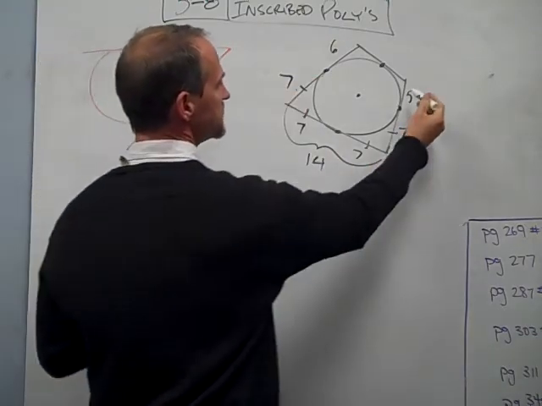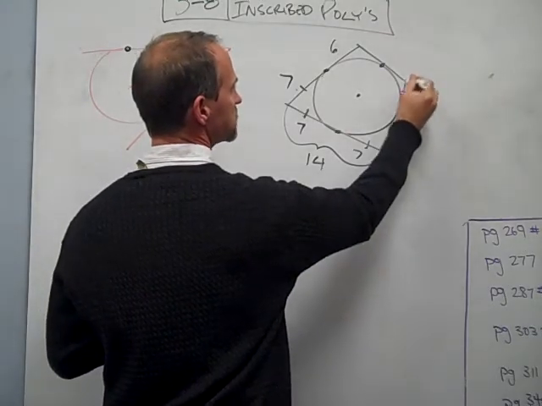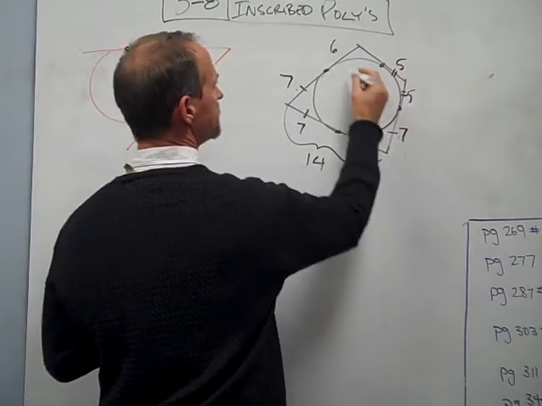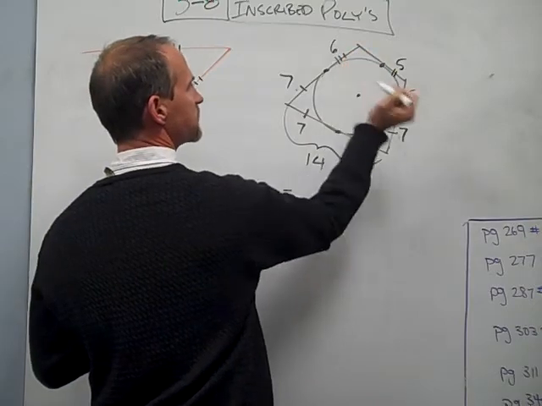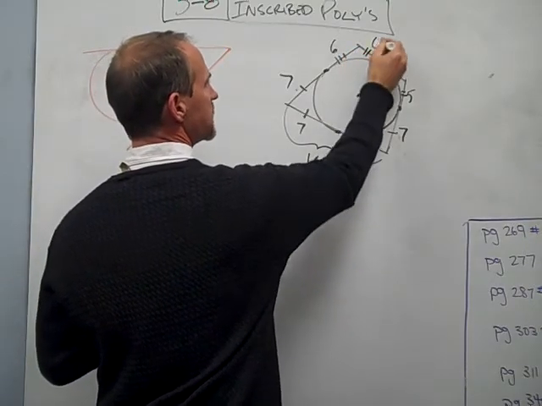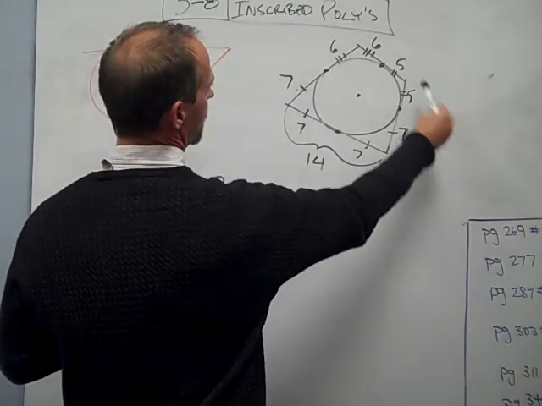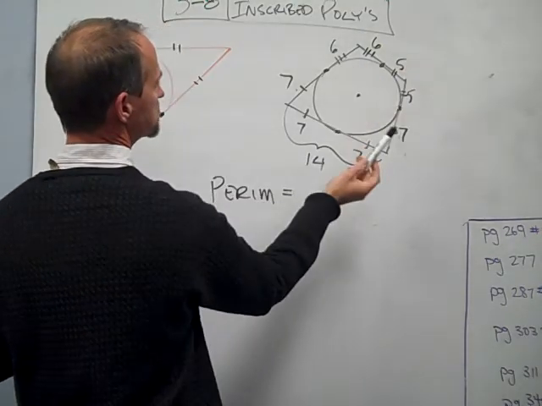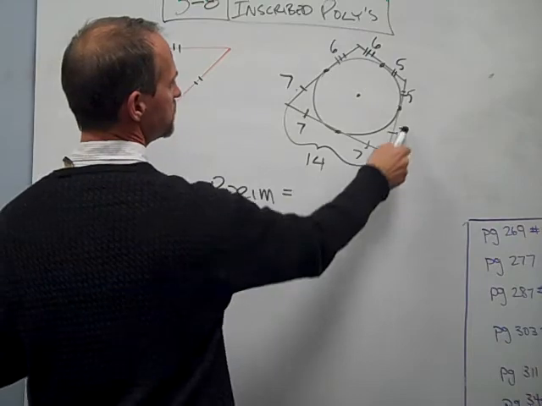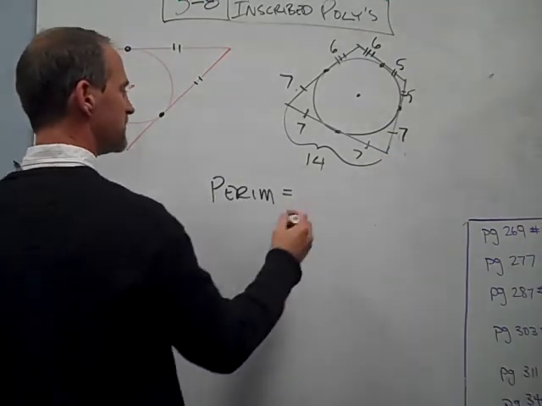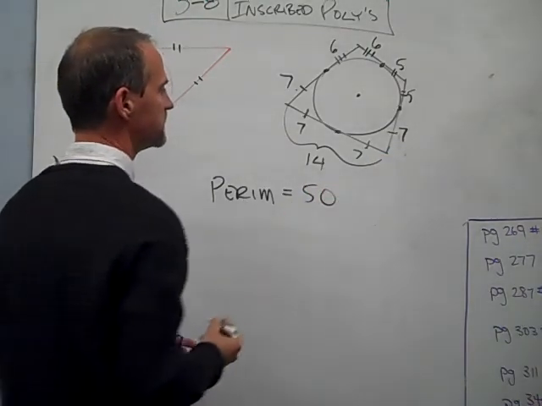And if this is 5, this will be the same length as this. This is 5. If this is 6 with 3 marks, this is 6 right here. And so the perimeter then is going to be 10 plus 12 is 22. 22 plus 28 then is going to be 50. Okay, so the perimeter is 50.